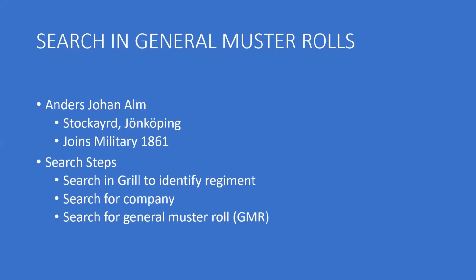How do you search for it? We're going to do a case study for an Anders Johan Elm, and he was from Stockeryd in Jönköping. He joined the military in 1861. I'm going to show you the steps. We're going to look at a tool called Grill to identify the regiment and the company. In order to find the general muster roll, you need to know the regiment and the company. So you have to find that information before you can search for the general muster roll.